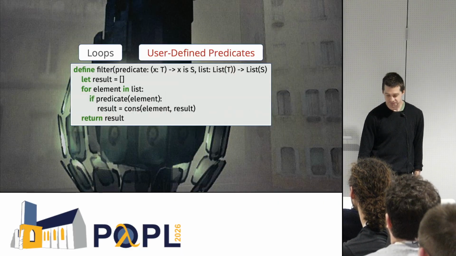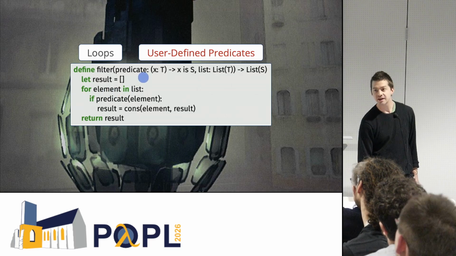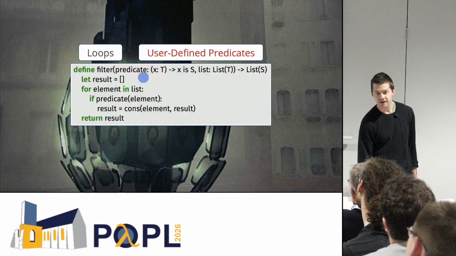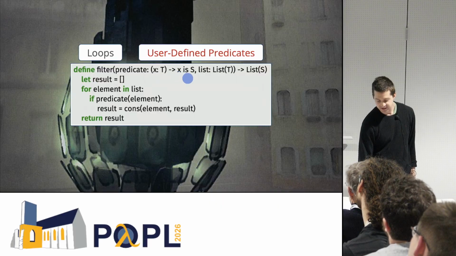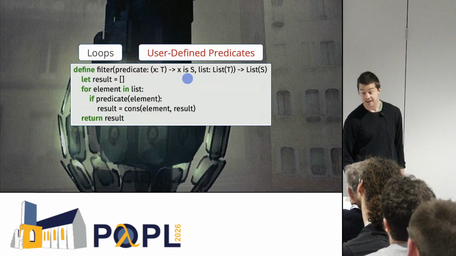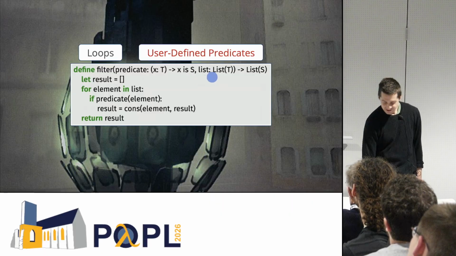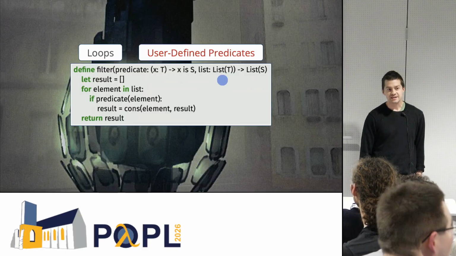Here's another example. We have a filter function. This is taking in a predicate. So the function here has a narrowing type. It takes in any t, and it decides if that thing of type t is actually of type s. And then our other input to filter is a list of t, and we're returning a list of s at the end of the day.